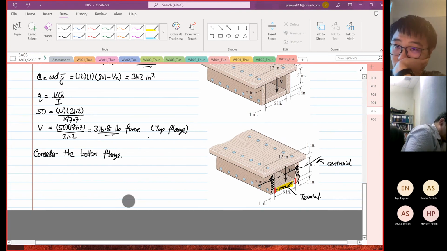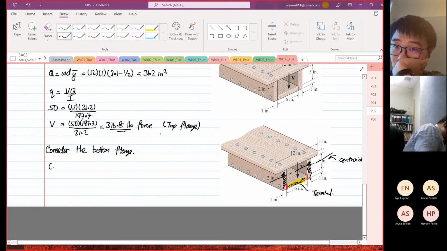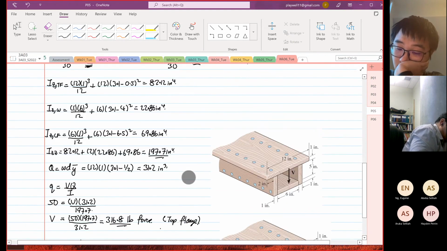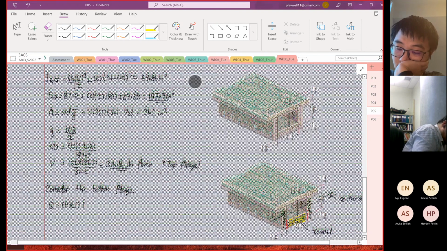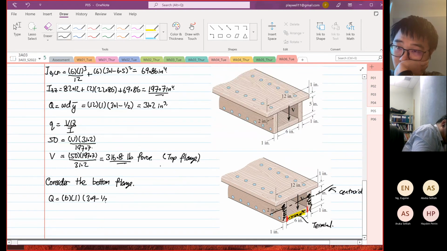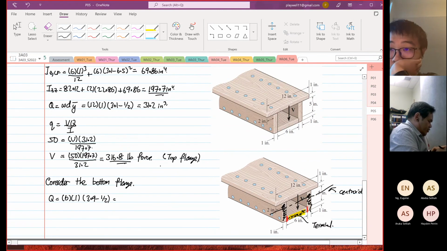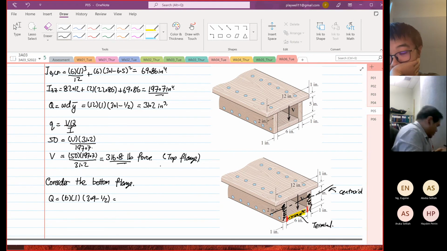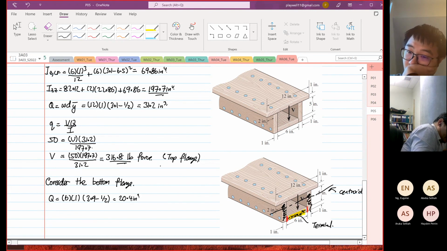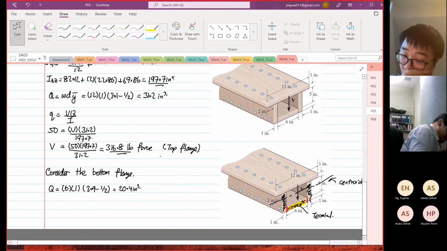Okay. So from here, the same thing. Q is equal to the width, which is 6, 1 multiplied by 3.9 minus 1 divided by 2. Okay. So 6 times 1 times 3.9 minus 0.5 is equal to 20.4 inches cubed.